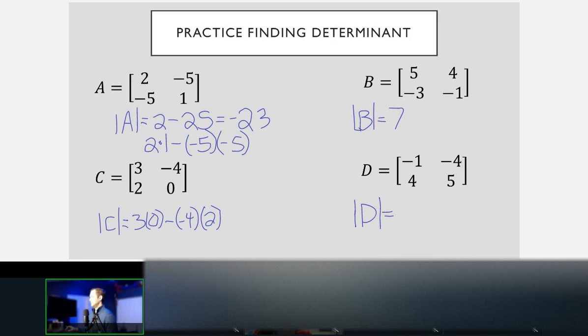Yep, it's 8. Yeah, 3 times 0 is 0, right? And then we have -4 times 2 is -8, right? And then we're going to have 2 negatives make a positive. And we all know that 0 plus 8 is just 8. So yeah, the determinant of C is just 8.